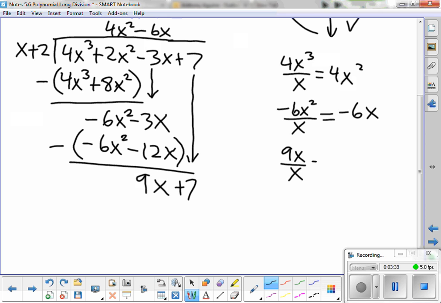9x divided by x is a 9. So this is going to be a positive 9. Then you're going to multiply 9 times x, which is a 9x. Should match. 9 times 2 is a positive 18. Then you're going to subtract this whole thing.